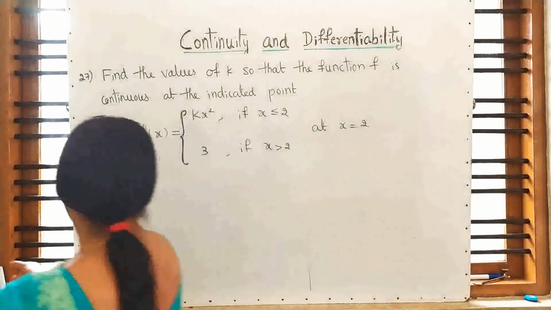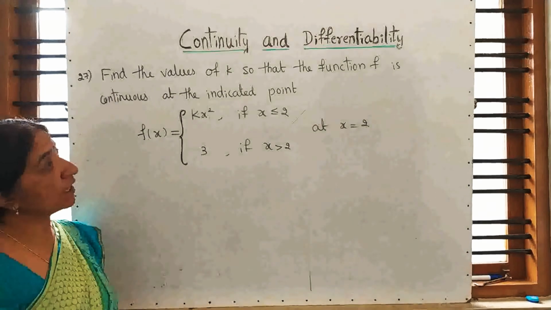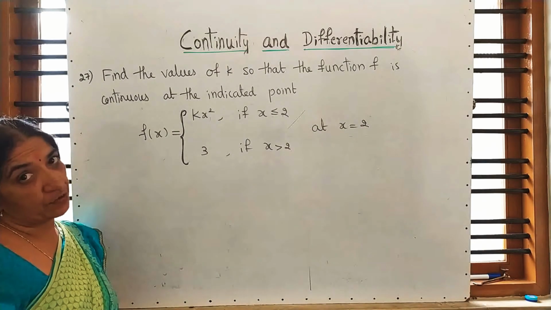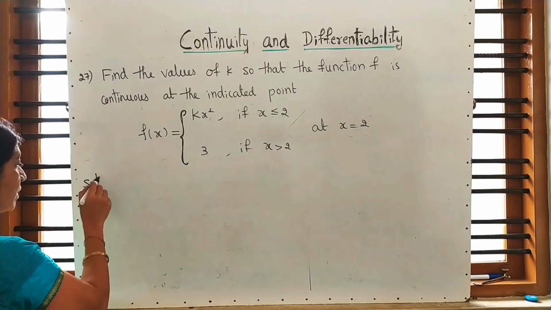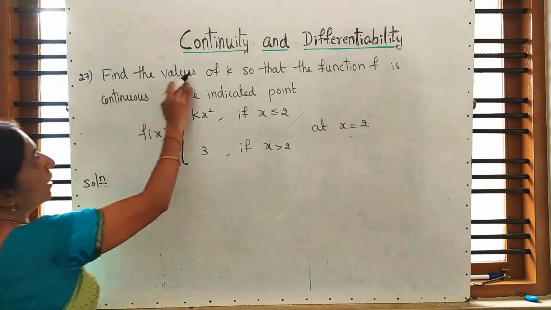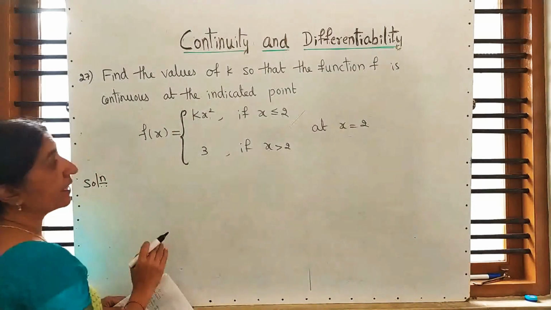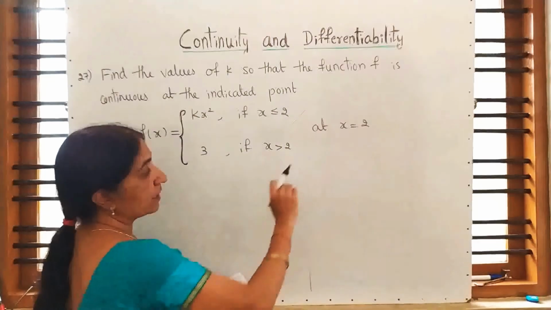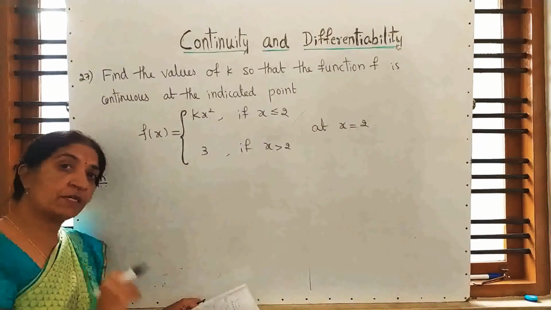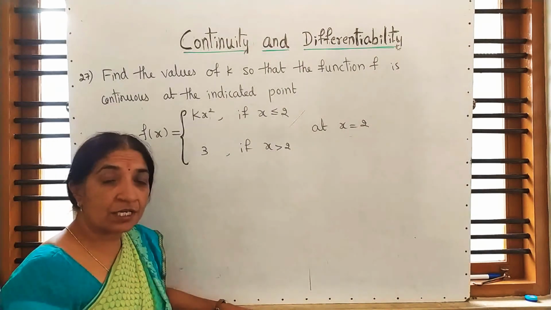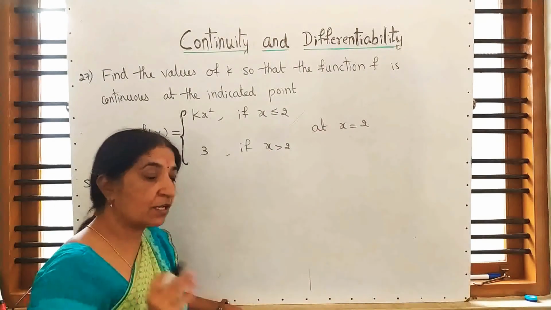See, already we started the example related with this. That means to find the value of k if the function is continuous. Already I gave one question. See the next one. Find the values of k so that the function f is continuous at the indicated point. That means indirectly it is given it is continuous at x is equal to 2. That means it is nothing but LHL is equal to RHL is equal to the function at x is equal to 2, that is f of 2.